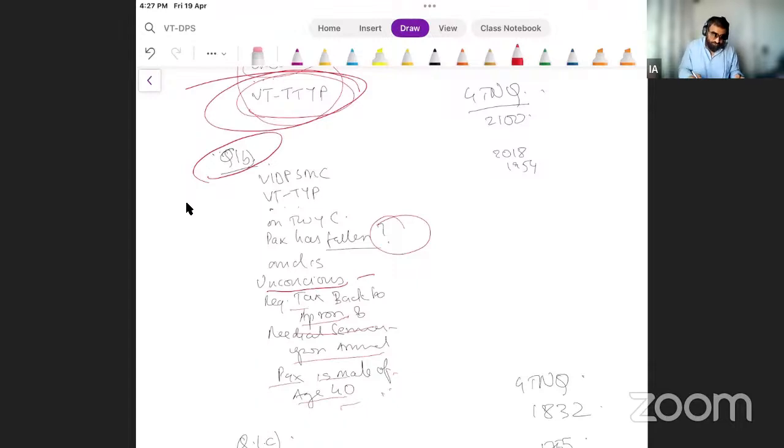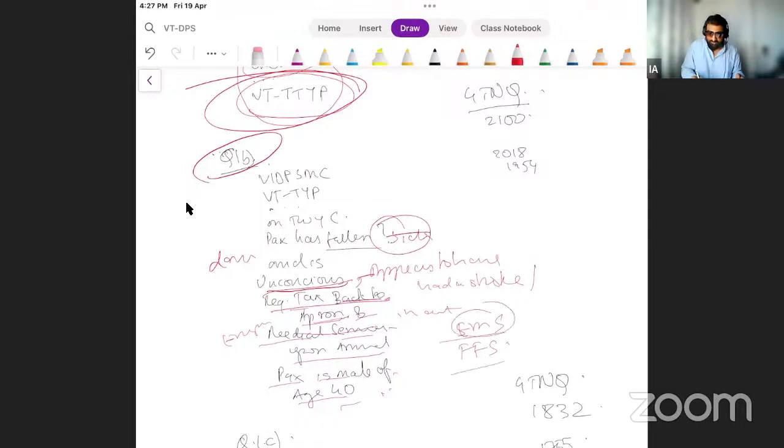You can add more, like passenger has fallen sick, and passenger has fallen down and is unconscious, appears to have had a stroke. Request immediate taxi back to apron and emergency medical services, EMS, and FFS, firefighting services.